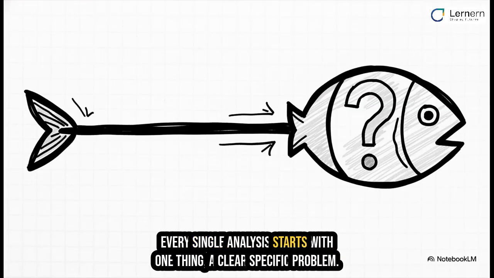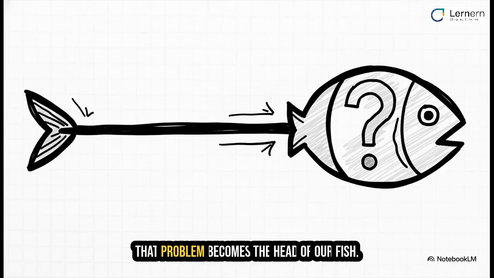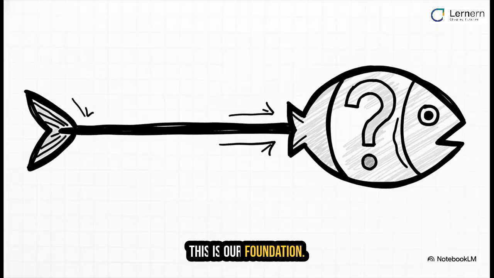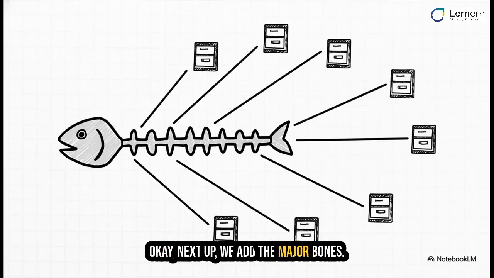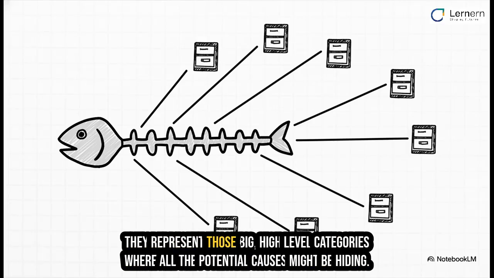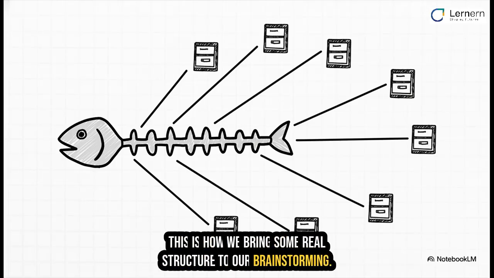All right, let's actually build one right now. Every single analysis starts with one thing, a clear, specific problem. That problem becomes the head of our fish. Then we draw a straight line pointing right to it, and that's the spine. This is our foundation. Okay, next up, we add the major bones. A great way to think of these is like the main filing cabinets for our investigation. They represent those big, high-level categories where all the potential causes might be hiding. This is how we bring some real structure to our brainstorming.